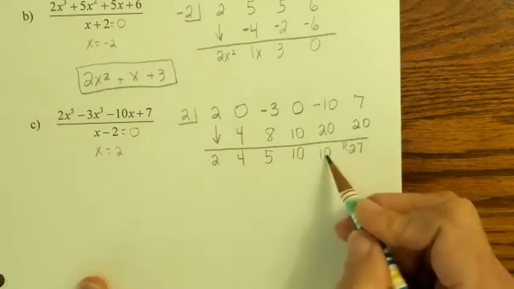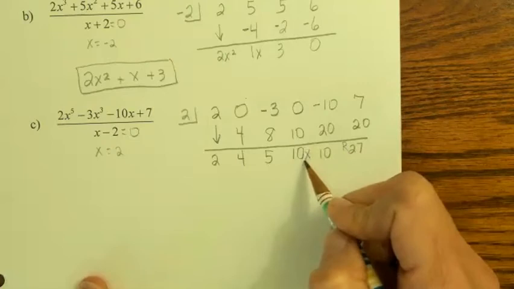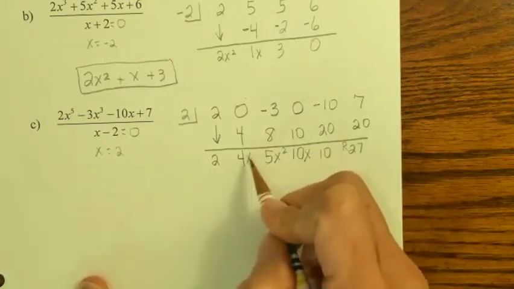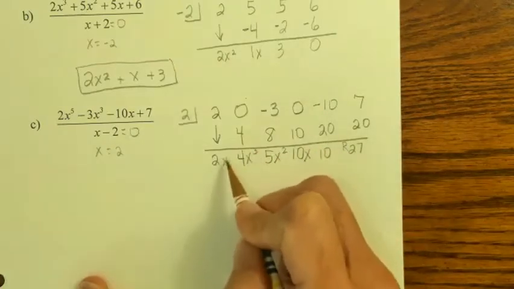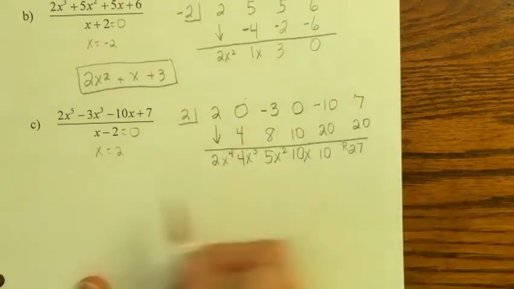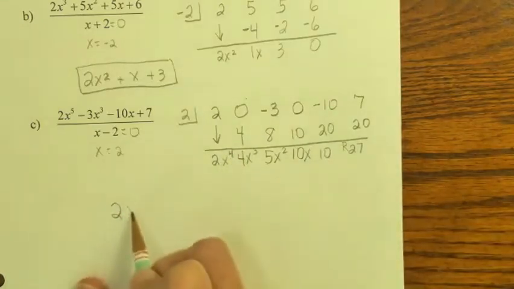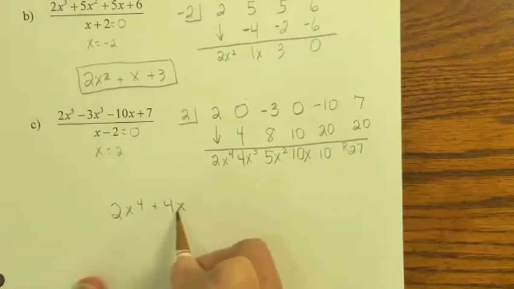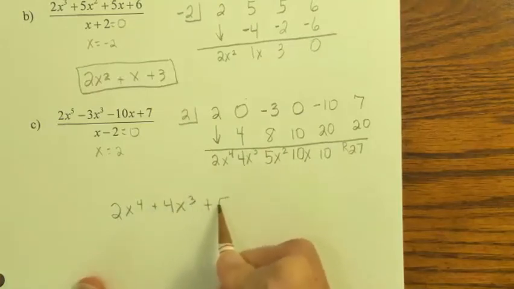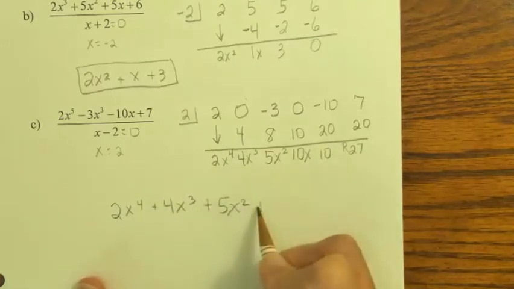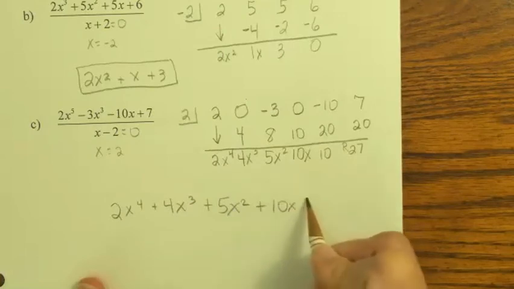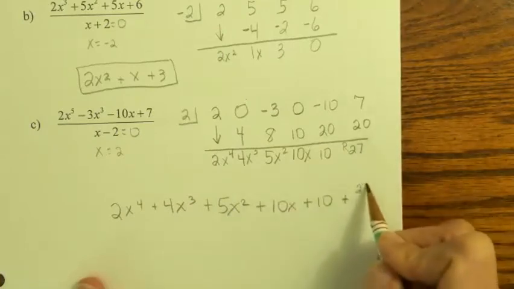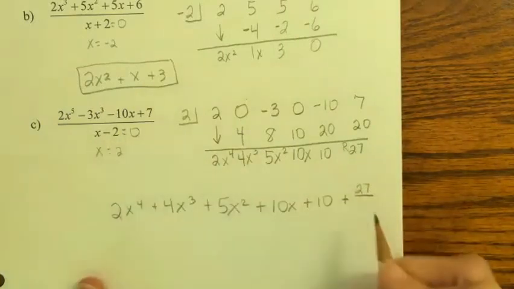Again, this is my remainder. This is my constant. This is the coefficient of my x to the first term, the coefficient of my x squared term, the coefficient of my x to the third term, the coefficient of my x to the fourth term. So your final answer is 2x to the fourth plus 4x cubed plus 5x squared plus 10x plus 10, plus my remainder is positive, so 27 over my divisor.